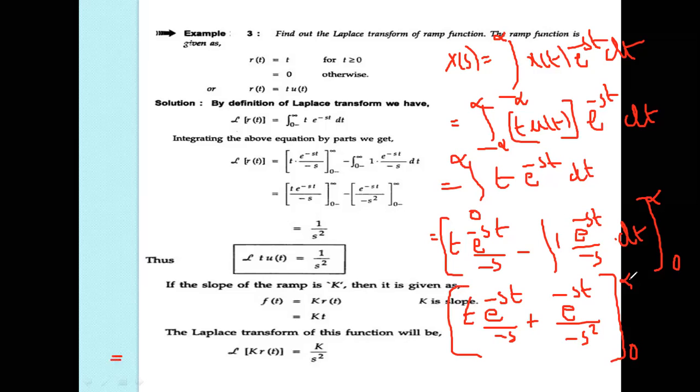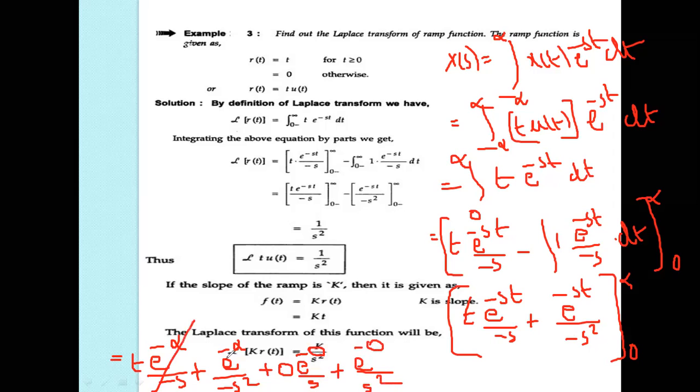First of all, if I am applying infinity, the t into e power minus infinity by minus s, plus e power minus infinity by minus s square, for the upper limit. For the lower limit, minus of, and here there is a minus, now the plus, t is 0, 0 into e power minus 0 by s, and here also the minus is there. For the lower limit, minus, we will get plus e power minus 0 by s square.